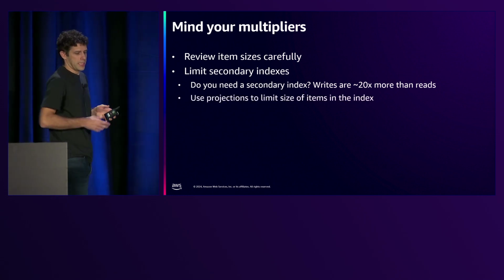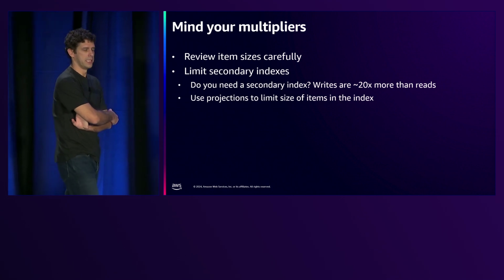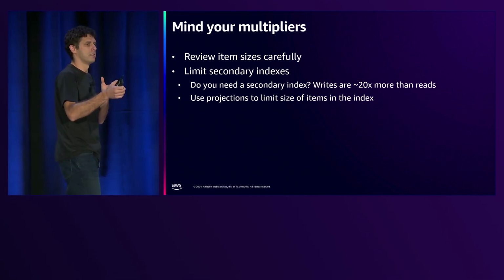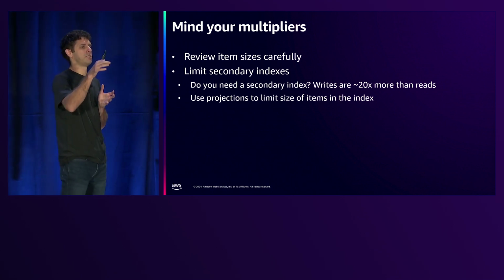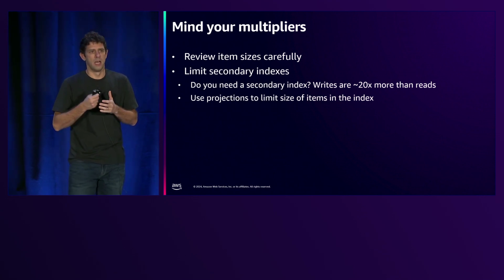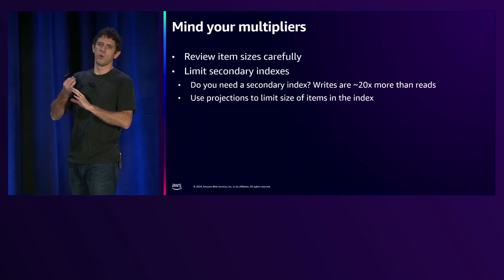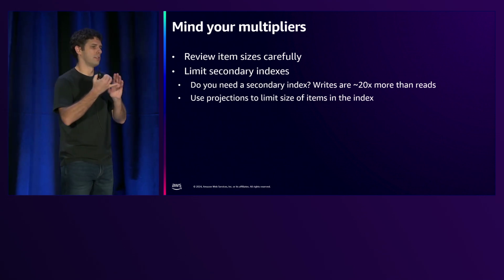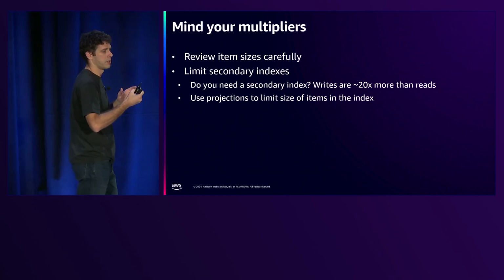You can also use projections to limit the size of the items in the index. So again, these secondary indexes are copies of your data, but you can say, hey, only project these attributes. Don't project the full item into that. A few things that are nice about that: number one, it's going to limit the size of those items, so it's smaller writes and smaller reads when you're reading those records.